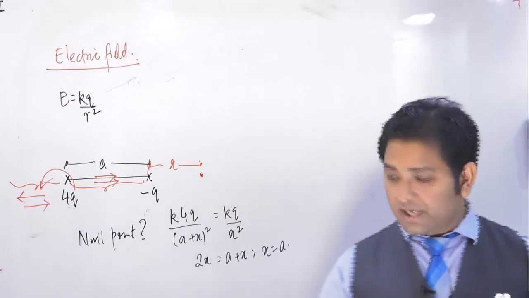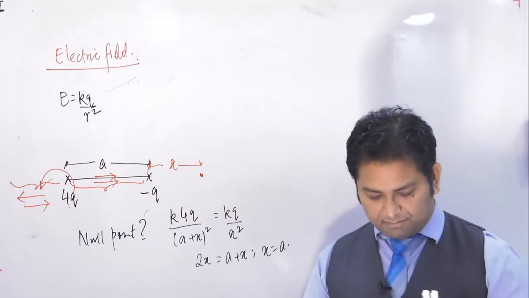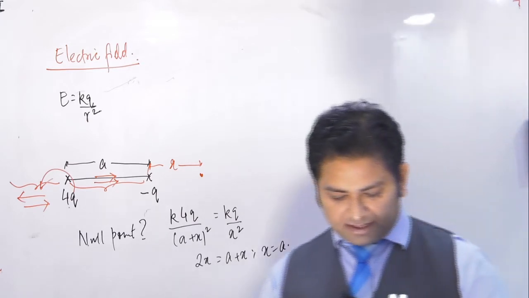X equals 2a from minus q. No, it's a from minus q. Yes, Ashmit, I'll do that.